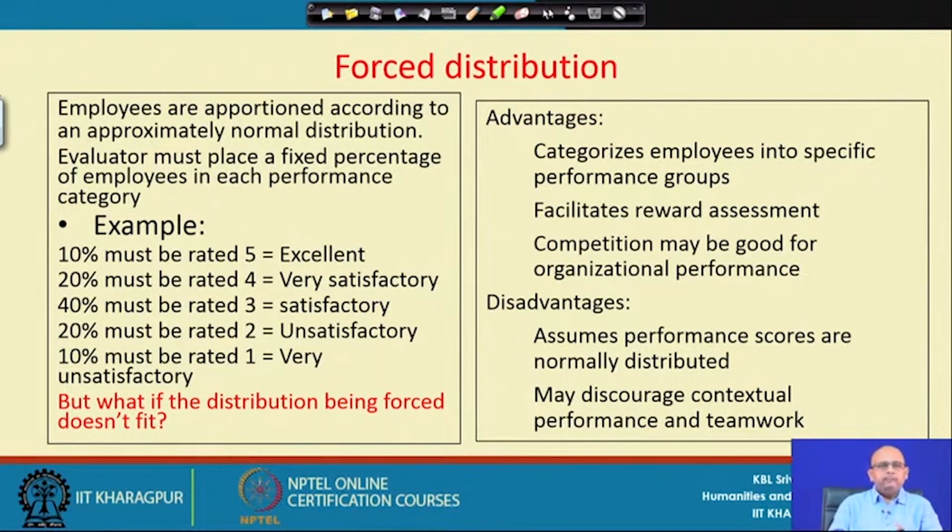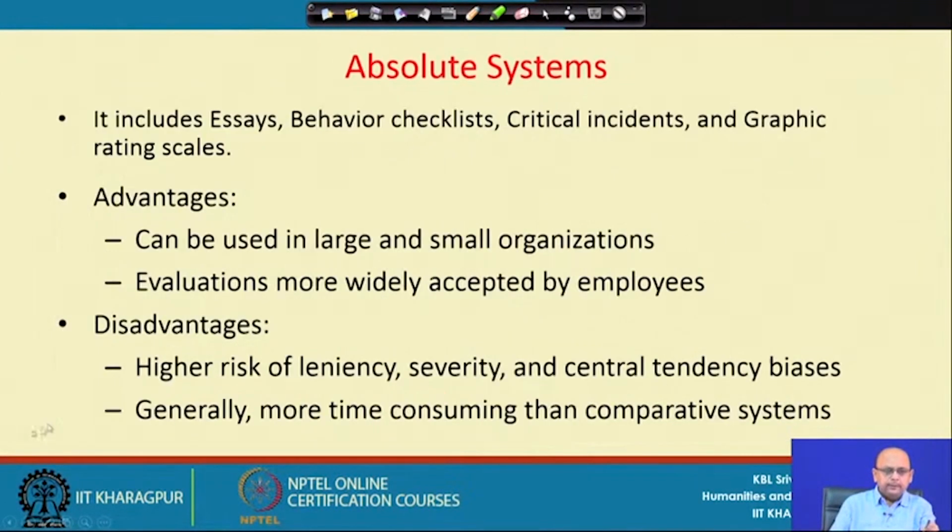Suppose everybody is performing very well, then what will you do? It is possible to do only if the performance scores are normally distributed, as I told you. But if the performance distribution is not normal, then it is not possible, and this discourages contextual performance, because you are looking only at task performance, right. So, it is not very good.